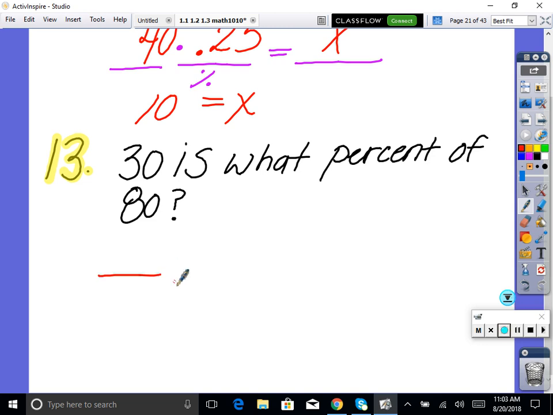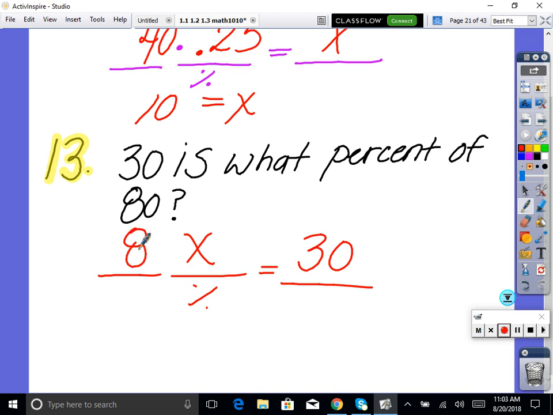Does everybody see? Yes. It wants to know 30 is what percent of 80? So 30 is over here, 80 is here. Now how do we solve for x? This is a times sign. Divide by 80. So x is equal to 30 divided by 80, which is some decimal, which is some percent. Roughly 37%, you said? Yeah. Okay, it's actually 37. Okay, let's look at this one.